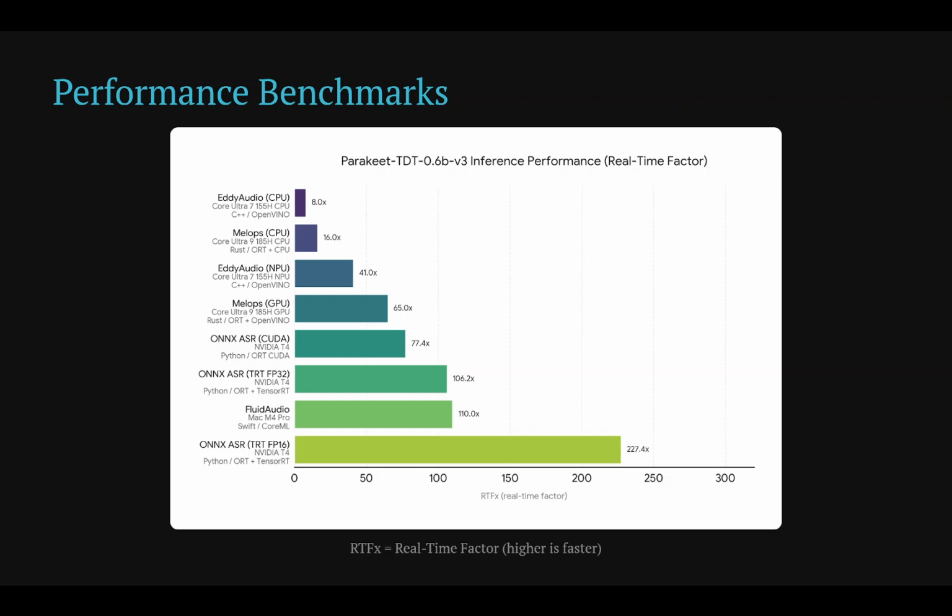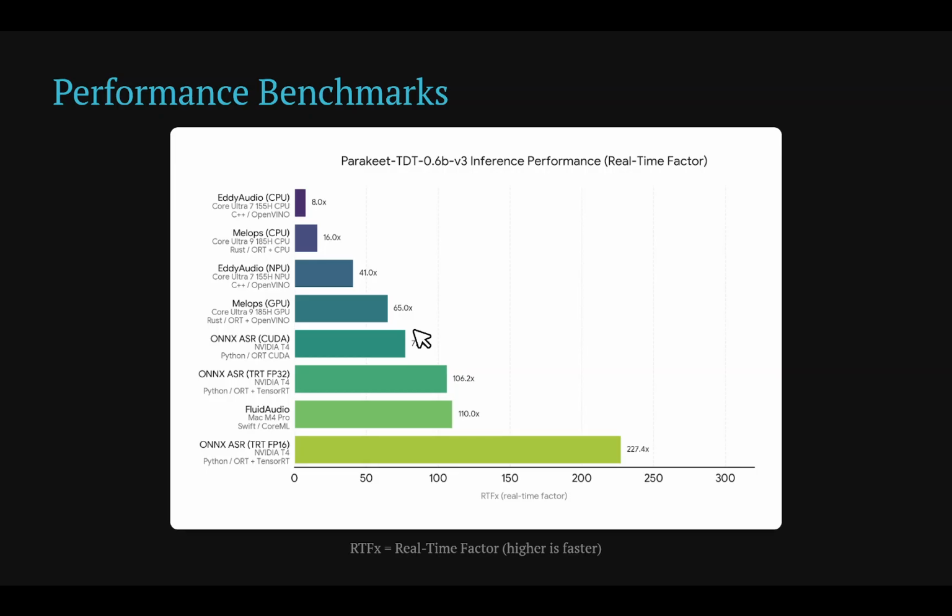This chart compares Melops to other ASR implementations. The vertical axis shows real-time factor. Higher number means faster processing. Starting from the top, ONNX ASR on CPU gets 8 times real-time. Melops on CPU gets 16 times, 2 times faster through code optimization alone. ONNX ASR on Intel NPU got 41 times. Melops on Intel Arc GPU gets 65 times. The Arc GPU is more powerful for this workload.